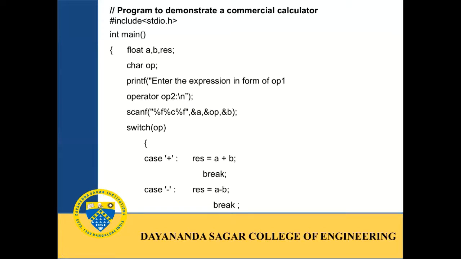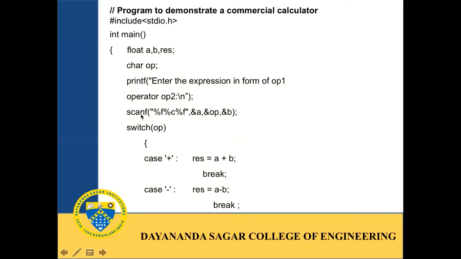And then we are using a printf function, which is an output function, the formatted output function, to display a message to the user. And the message that we display is enter the expression in the form of op1, operator, and op2.